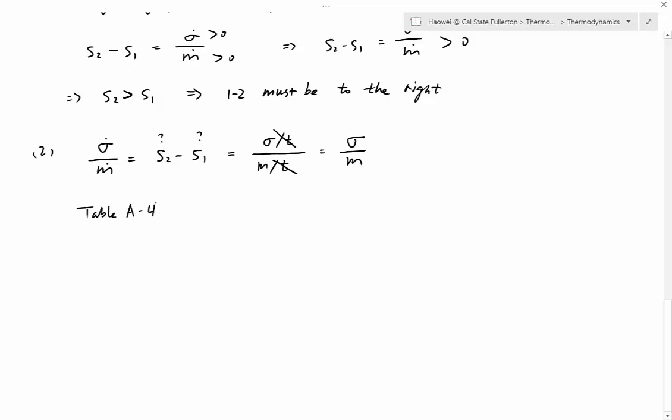Okay, so now we know we must go to table A4. And how do we use table A4? You have to have two inputs, and one of them has to be pressure. So do we know pressure P1? P1 is actually given, it's 30 bar.